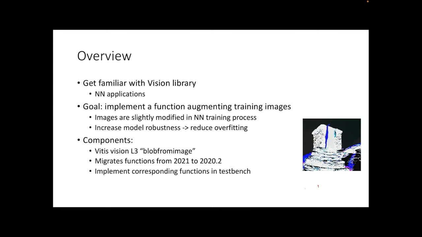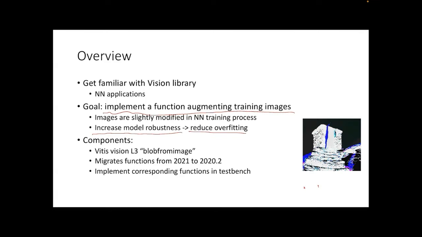Our preliminary goal in using Vitis Vision Library is to implement a function for augmenting training images, because during training you want to increase the model robustness, and therefore reduce overfitting. Although you have the same training set images, in each iteration, in each epoch, you slightly change the training image. For example, you can flip or adjust the color saturation.